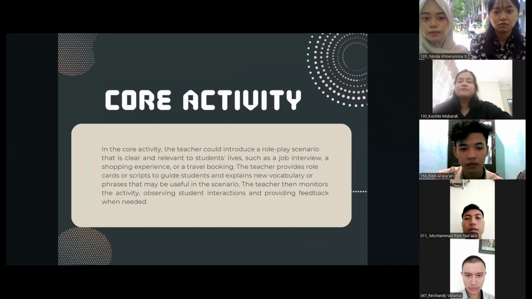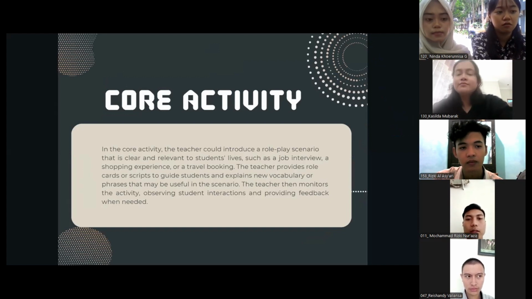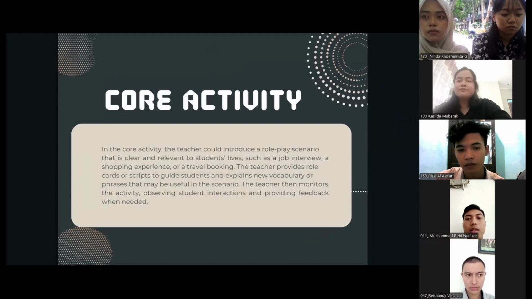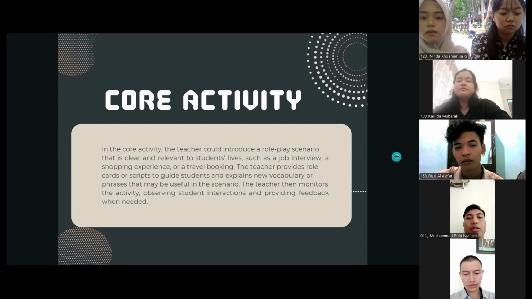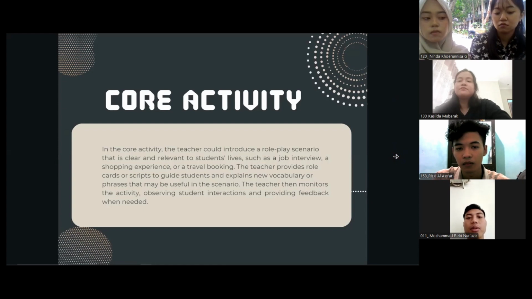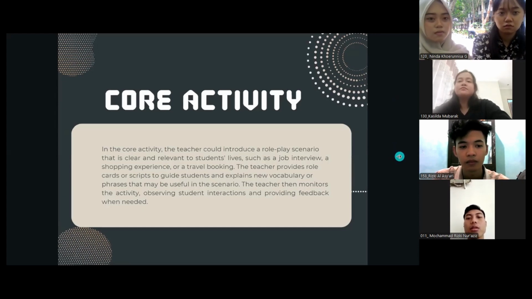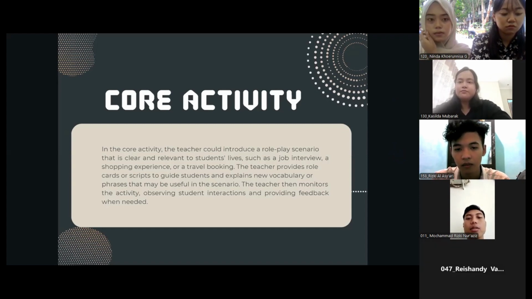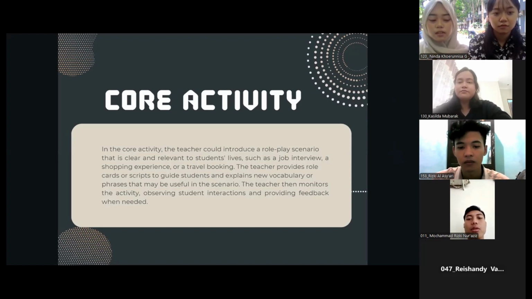Okay, in this core activity, the teacher could introduce a role-play scenario that is clear and relevant to student life, such as a job interview, a shopping experience, or a travel booking. The teachers provide role cards or scripts to guide students and explain new vocabulary or phrases that might be useful in the scenario. And the teacher then monitors the activity, observing student interaction and providing feedback when needed.